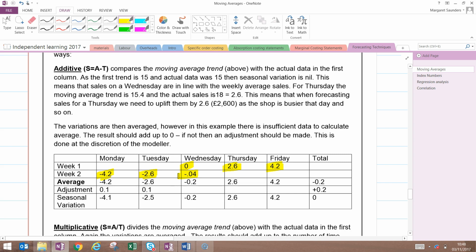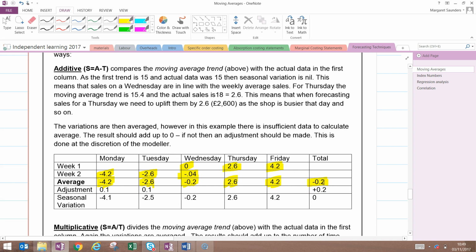Because we want to average our seasonal variations, if we look at Monday, we only have 1, so the average is minus 4.2. Tuesday, there is only 1 variation, so the average is minus 2.6. Wednesday, we've got 2, so we add them together and divide by 2 to get an average. Thursday is 2.6, Friday is 4.2. Now our seasonal variations should add up to 0. At the moment, if we add them across, it comes to minus 0.2.